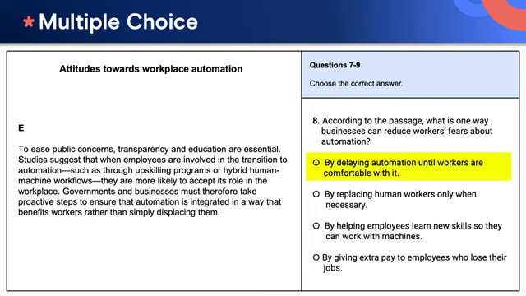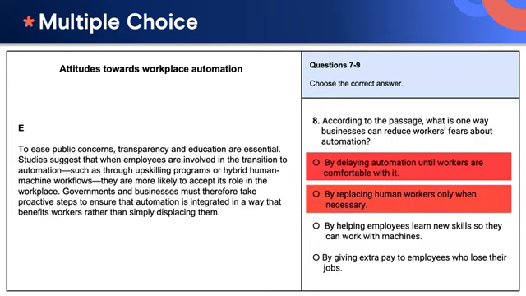So the first option says, businesses can help by delaying automation. However, the passage says nothing about delaying automation. It only mentions helping workers adjust by taking steps to ensure automation is integrated. So this option is not correct. The second option suggests businesses could reduce workers' fears by replacing human workers only when necessary, but this is not mentioned in the passage at all. So it's also incorrect.